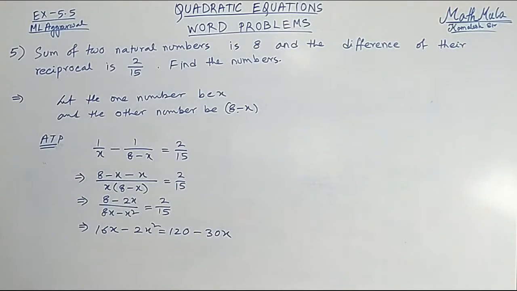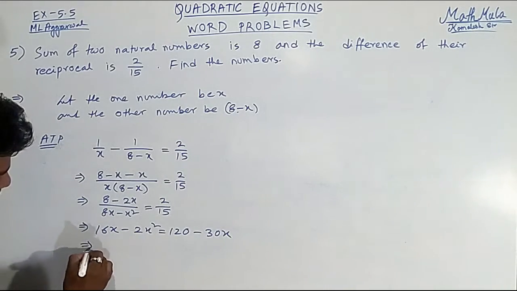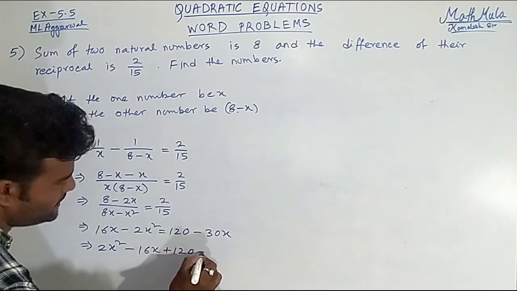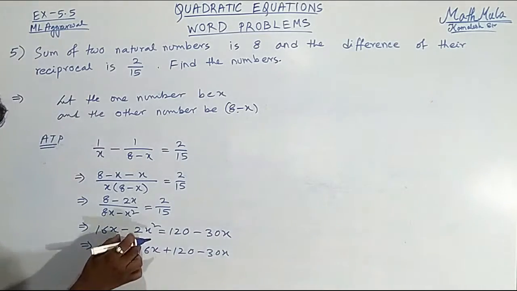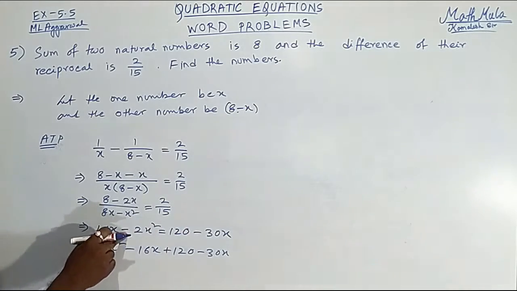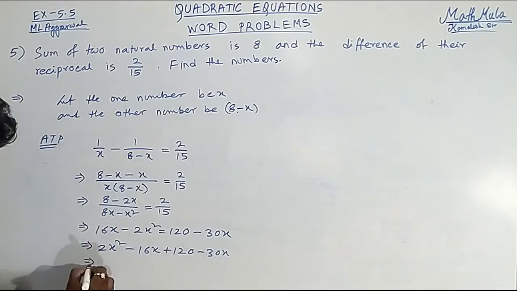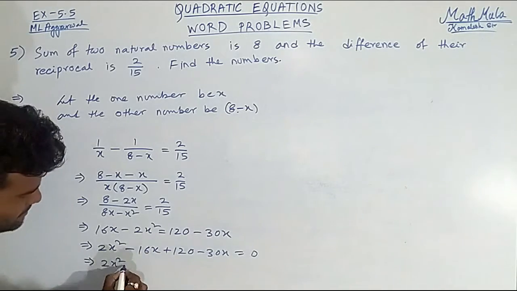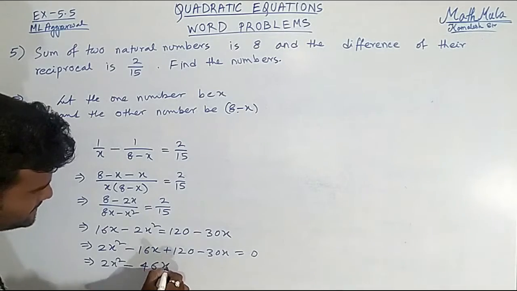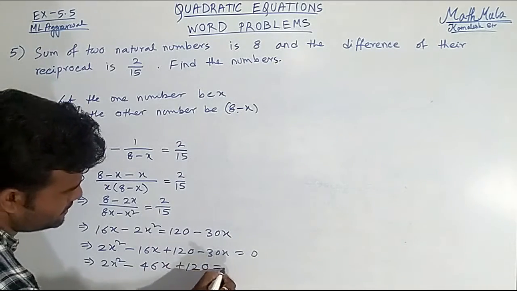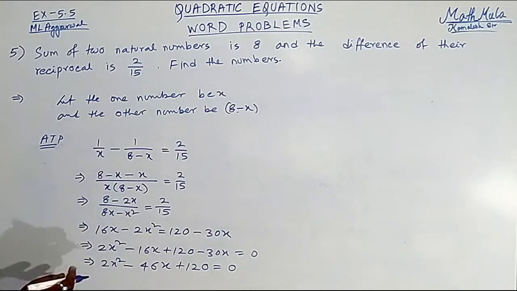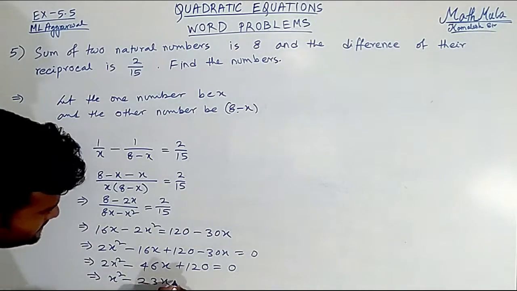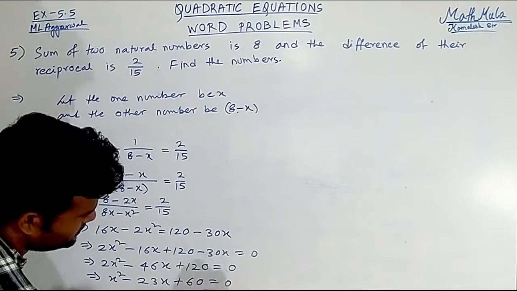Now take all the numbers on the right side, then we get 2x square minus 16x plus 120 minus 30x. Now we take these two numbers to the right side, then it will be plus, it will be minus, that's it. Now this is equal to 2x square minus 16x minus 30x, that is minus 46x plus 120 is equal to 0. Okay, now take the common 2, then we get x square minus 23x plus 60 is equal to 0.